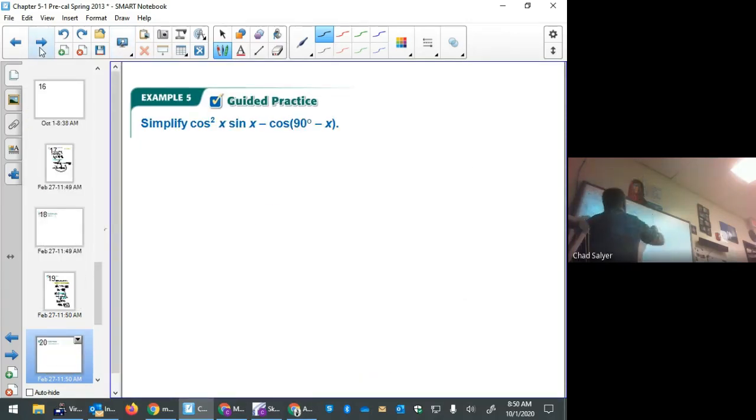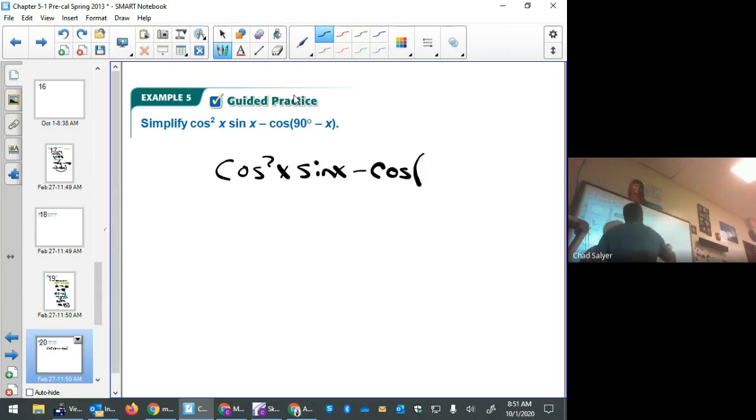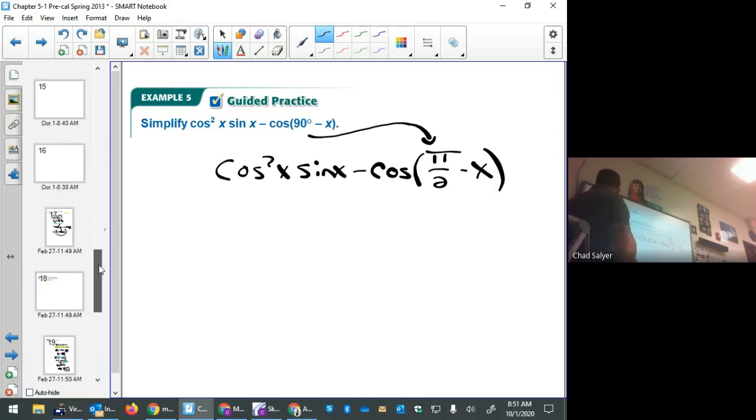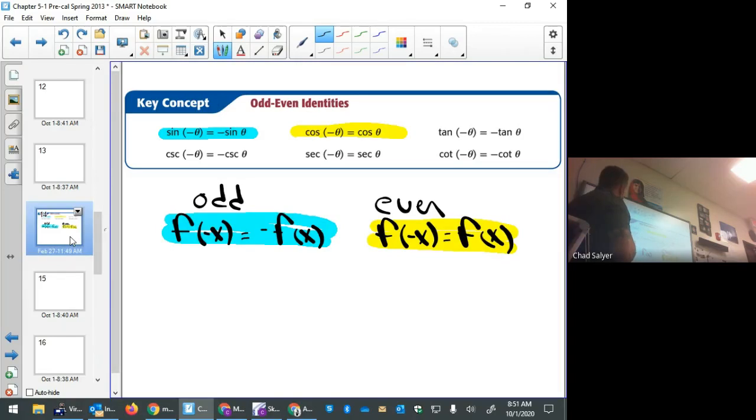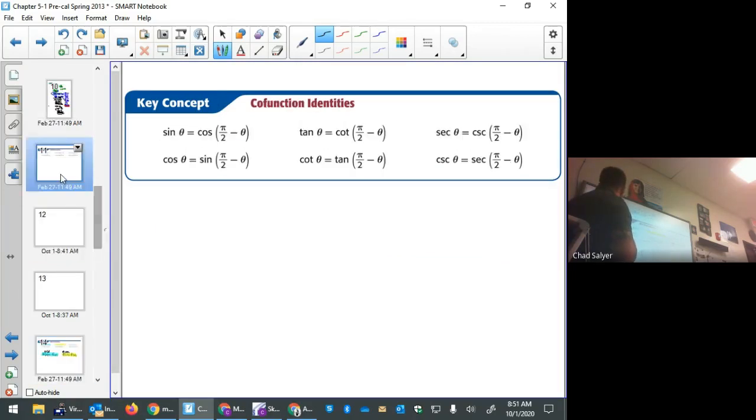So here we go. Cosine squared x times sine x minus the cosine of 90, and 90 is pi over 2 in radians. So I'm going to change that to pi over 2 just because that's the way it's written in the identities. So 90 degrees is also pi over 2. If I go back to the cofunction identities, notice that the sine of theta is the cosine of pi over 2 minus theta. So let's just steal that one.